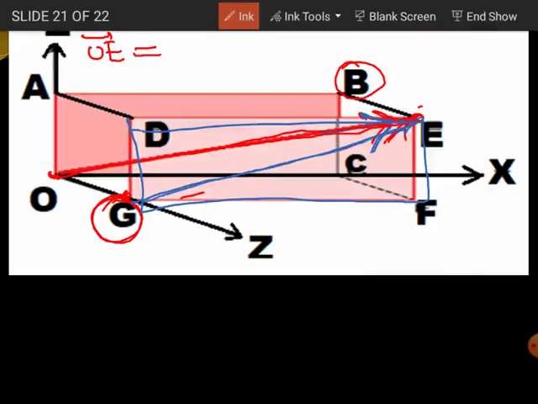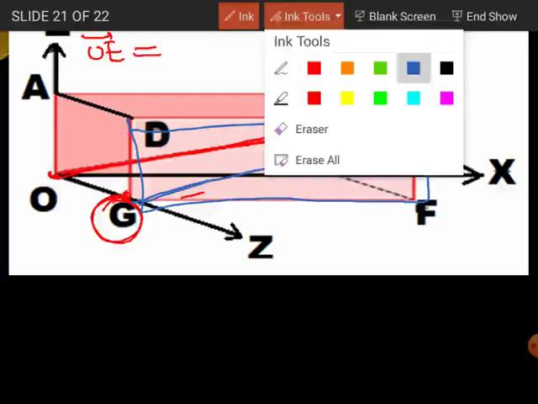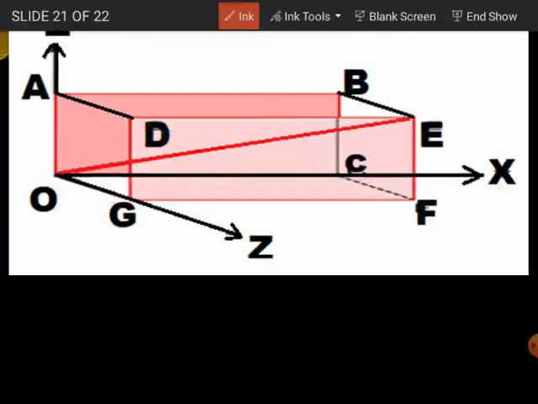It is not like that here. It will be directed from where to where? From this O up to this point E. So if OE represents the vector quantity, then what happens? The components of this vector quantity along the x-axis, y-axis and z-axis will be like this.